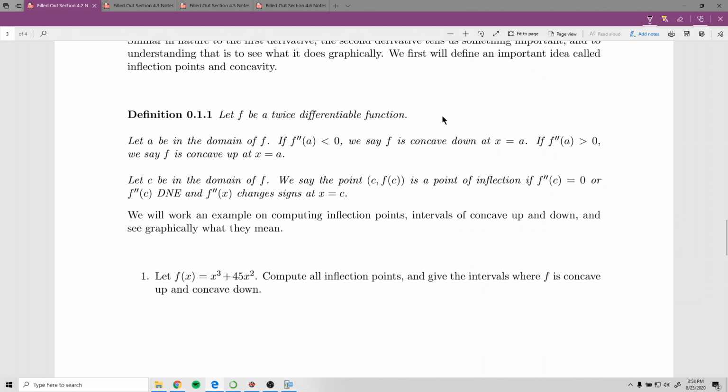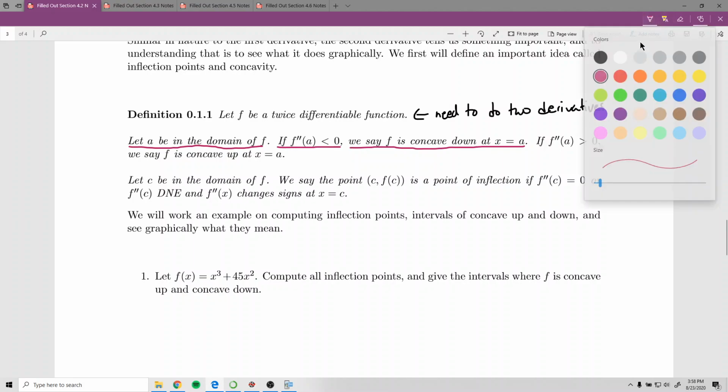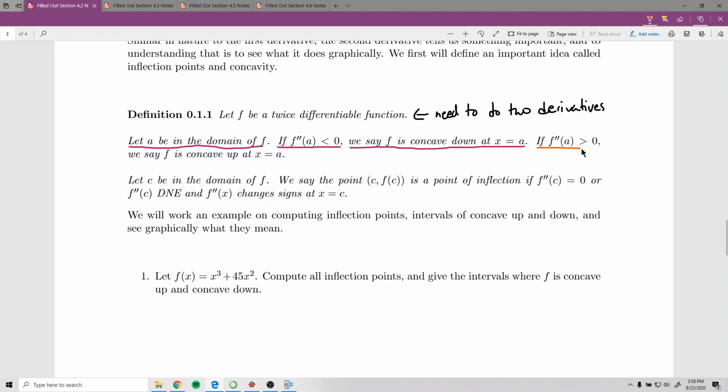Right, so it says, let f be a twice differentiable function. This is only because we have to do the second derivative. And it says, let a be in the domain of f. If the second derivative at a is negative, we say f is concave down at x equals a. And if the second derivative at a is positive, we say that f is concave up at x equals a.